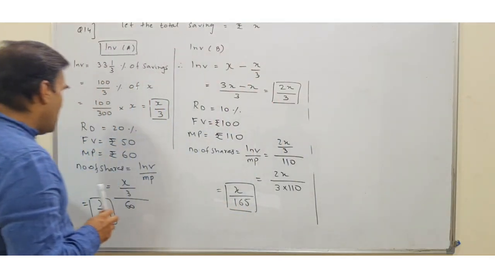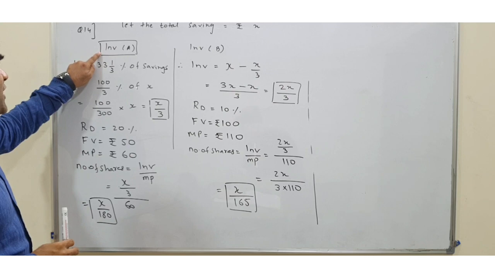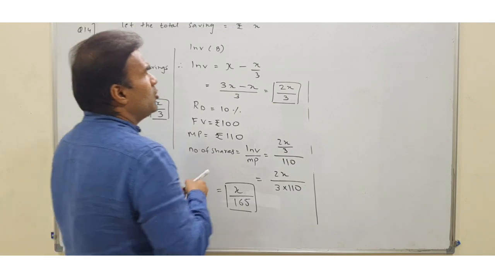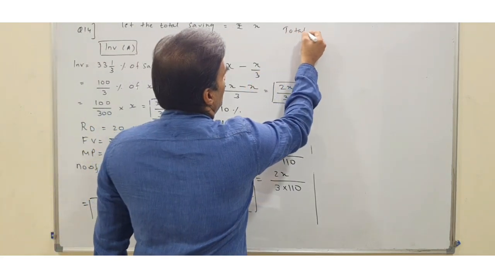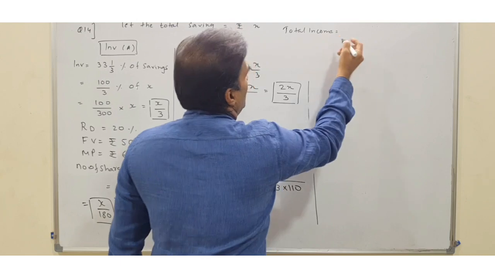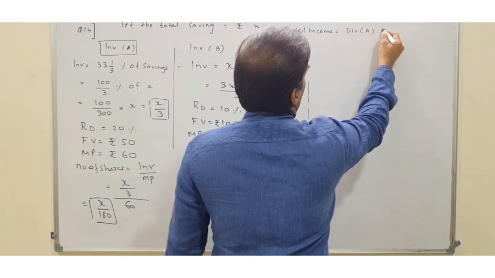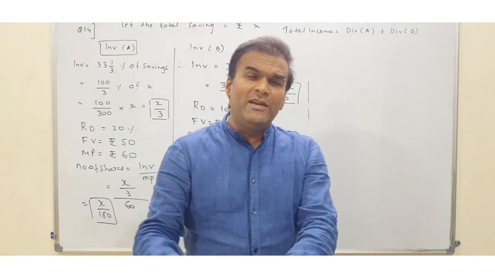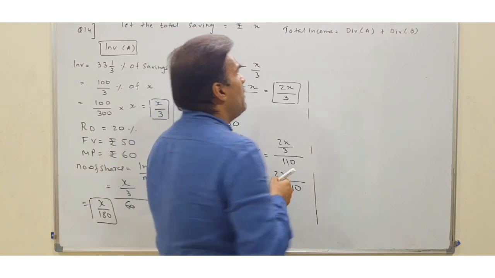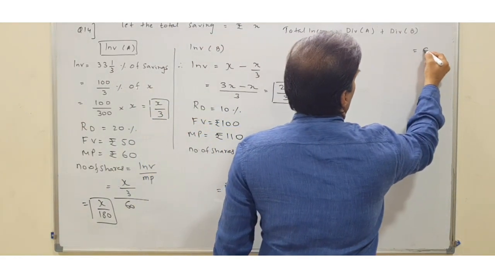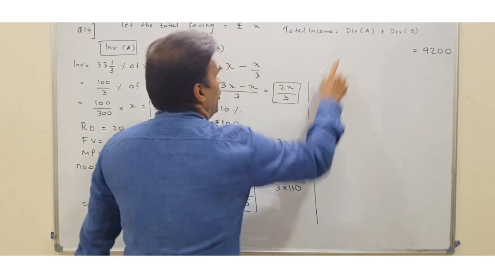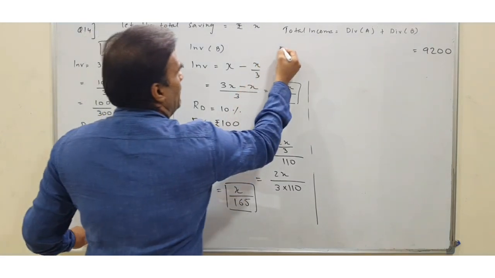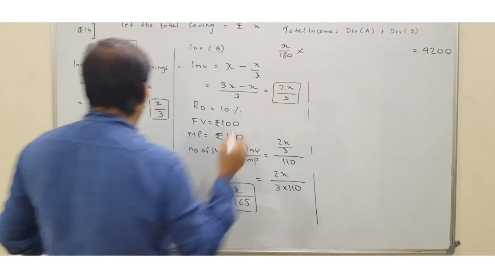Since we know now the number of shares that we bought in investment A and the number of shares that we invested in B, so total income would be dividend that one receives from A plus dividend that one receives from B. As we know, the total amount of dividend is given to us in the question as 9,200. How do you get dividend from A? Sir, find the number of shares, X upon 180. Number of shares multiplied by face value.